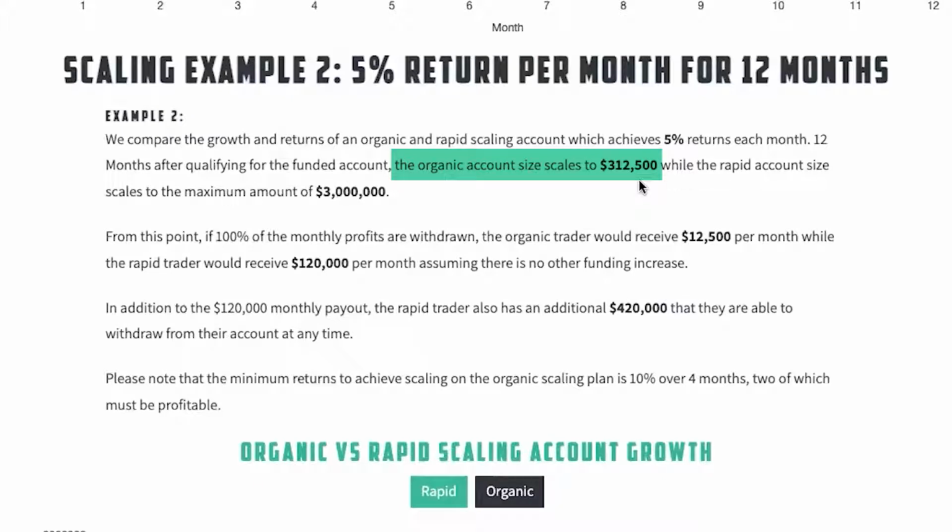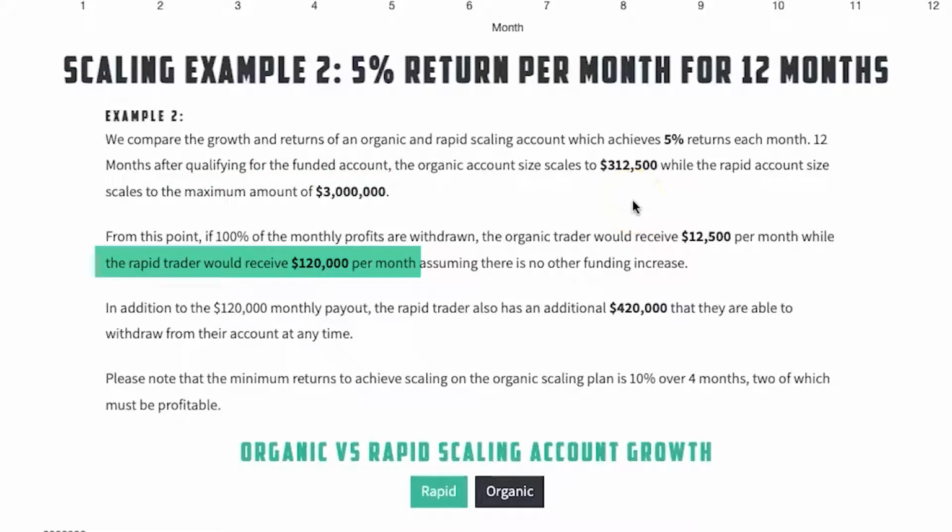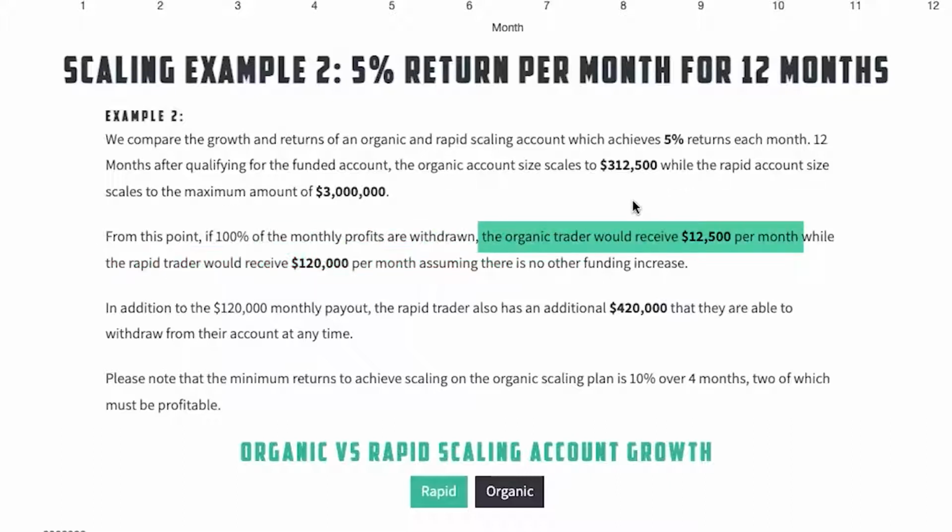So if you think you can do more than 2.5% per month, then the rapid scaling plan becomes a more attractive option, because if you can do 5% consistently per month over the year, then it ends up being a $3 million account at the end of 12 months. From this point, if the person on the rapid account withdrew 100% of the monthly profits, they would end up with $120,000 per month in profit share, while the organic trader would receive $12,500 per month because while their account size hasn't grown, their returns are twice as big.